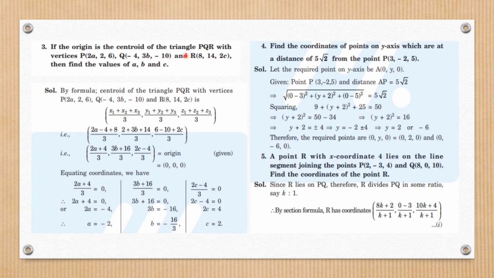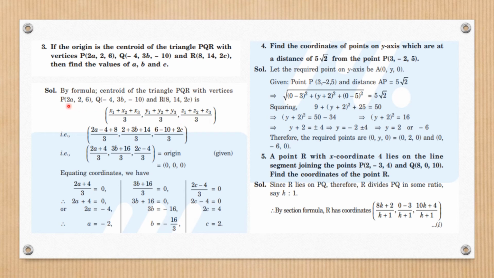If the origin is the centroid of triangle PQR with vertices P, Q, R given, you have to find the values of a, b, c. So you know the centroid formula; in 2D it was (x1 plus x2 plus x3)/3, (y1 plus y2 plus y3)/3. Here, as I have to take the third dimension also, I'll take this extra (z1 plus z2 plus z3)/3.